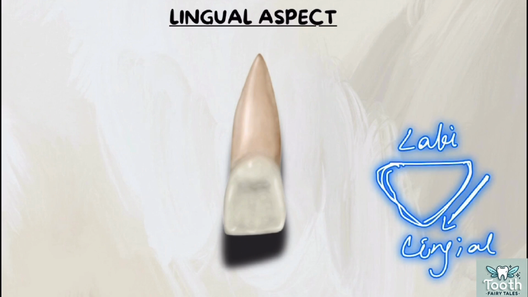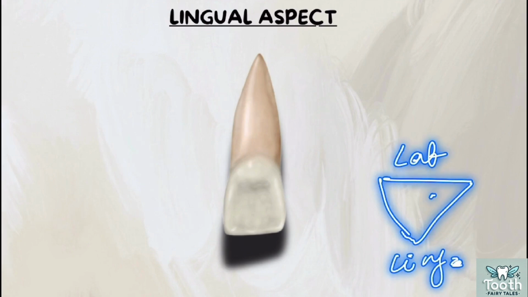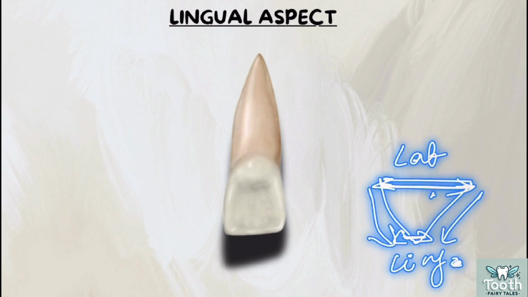So when the crown and the root both are tapering towards the lingual side, hence in the cross section it is giving a triangular shape. This is the labial side and this is the lingual side. And the labial side is appearing broader when compared to that of the lingual side because of the tapering of the crown and the root towards the lingual side.